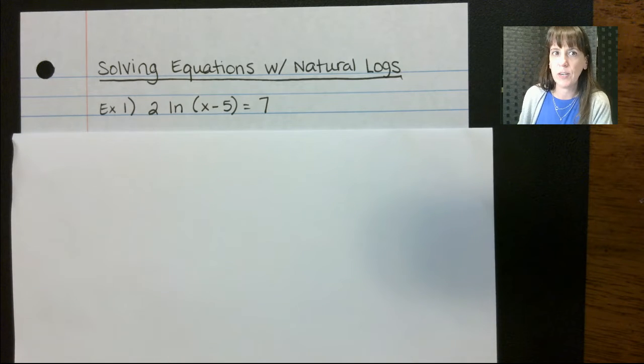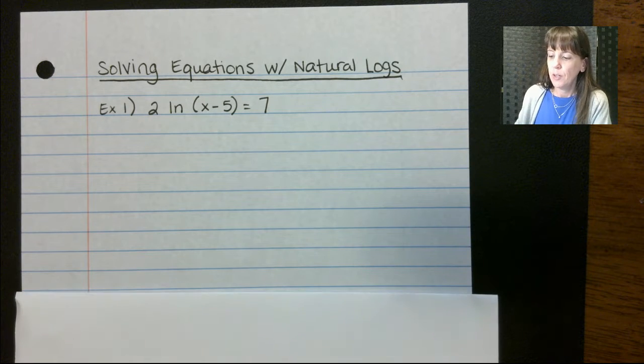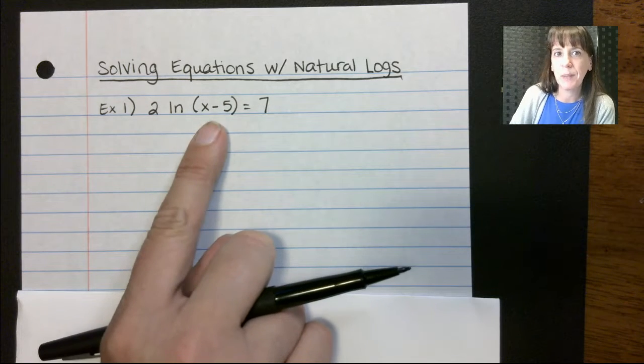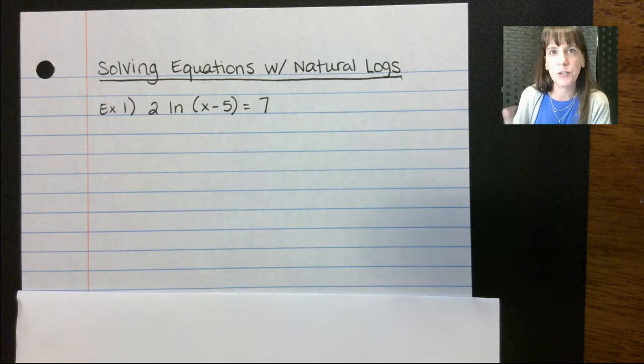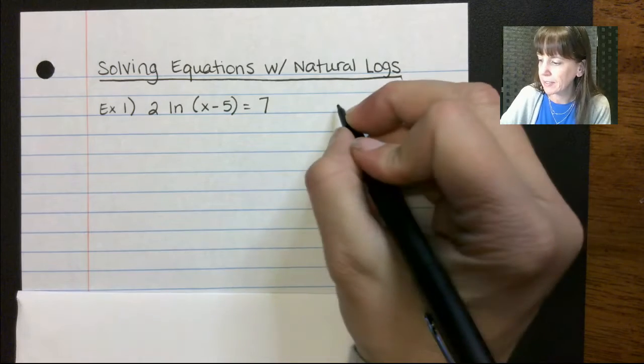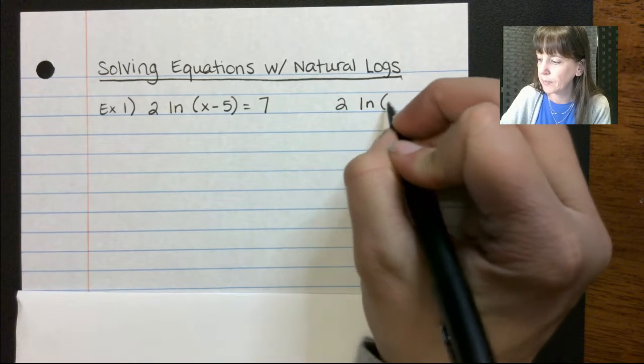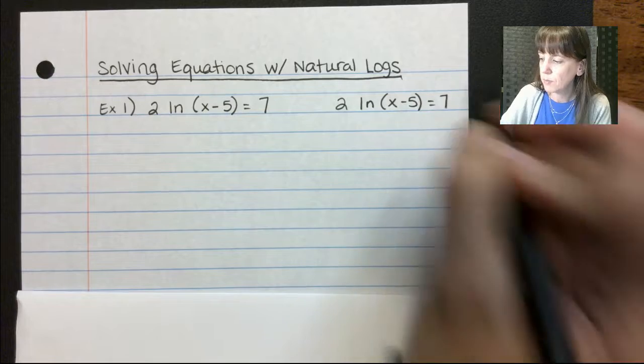Okay, let's take a look at example number one. We have 2 natural log quantity x minus 5 equals 7. Now there's two different ways to do this, so I'm going to rewrite it over here because I want to show you that second way when we're done with the first.